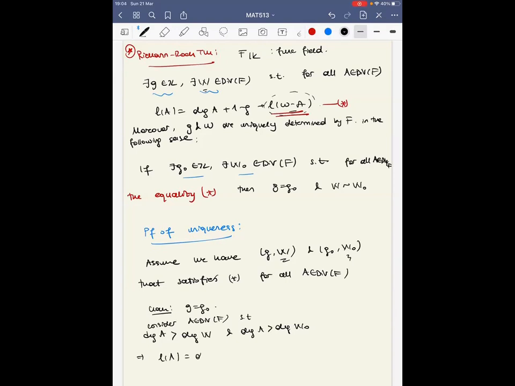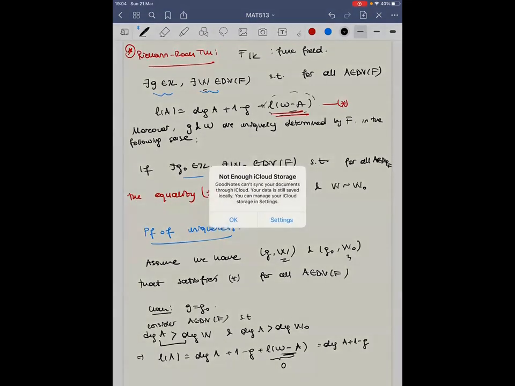And if we consider the equation, the dimension of L of A is degree A plus 1 minus G plus the dimension of L of W minus A. By the assumption, the divisor W minus A has negative degree, so the corresponding space has dimension 0.